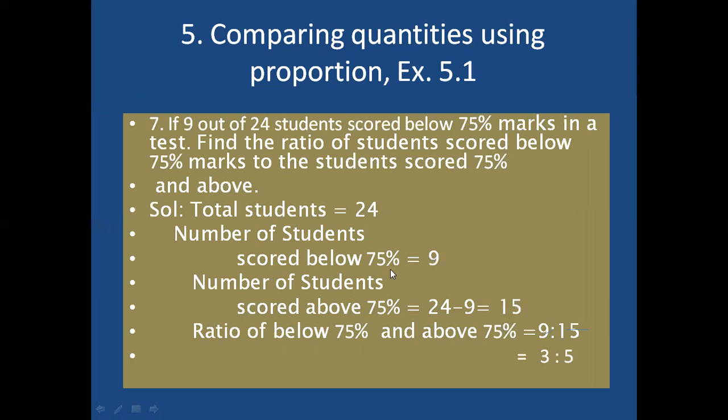Now we should find the ratio of students who scored below 75% to students who scored above 75%. That is 9 is to 15. Both are in the 3 table, 3 3s and 3 5s. So the simplest form of 9 is to 15 is 3 is to 5.